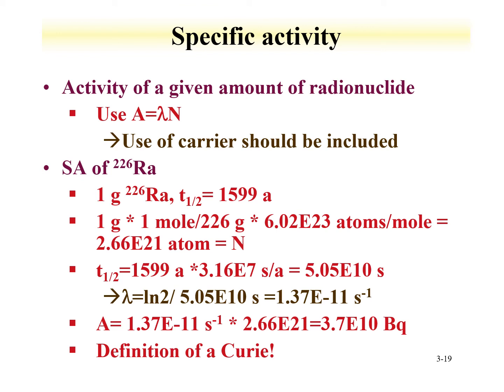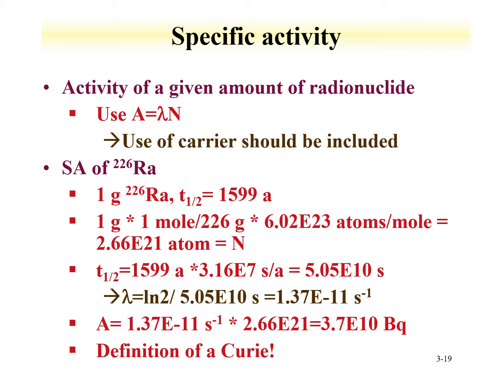Another term that's often used in radiochemistry is specific activity. This is the activity of a given amount of radionuclide. So you use activity equals lambda N, but it really defines how much of a mass or a concentration or a given amount of a radionuclide gives off a certain activity. So the specific activity is listed here, SA of radium-226. We've already described that.